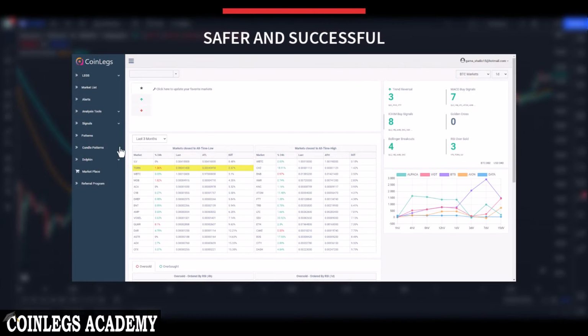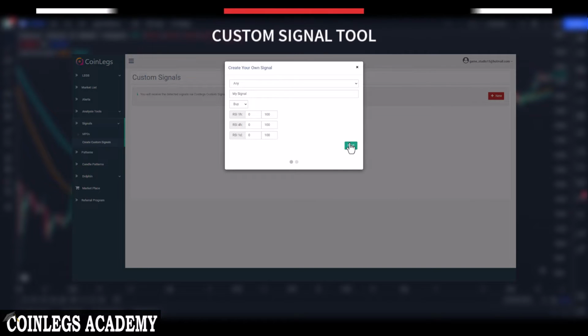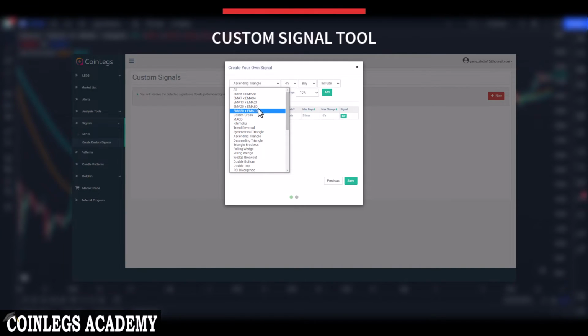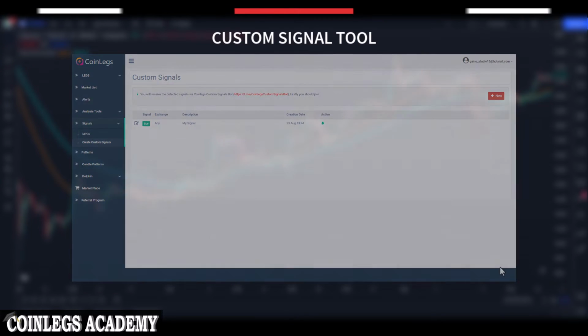By using many combinations like that, you can make safer and more successful trades. And if you want to make your job easy, you can use CoinLike's custom signal tool. Like in the last example, you can choose ascending triangle and 50 and 100 EMA crossovers. CoinLike will notify you when it detects these combinations.